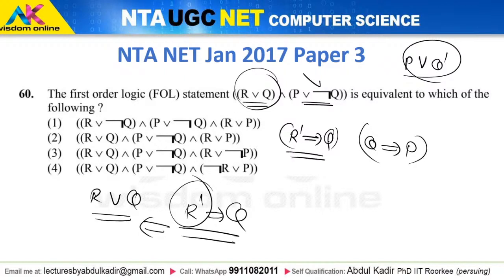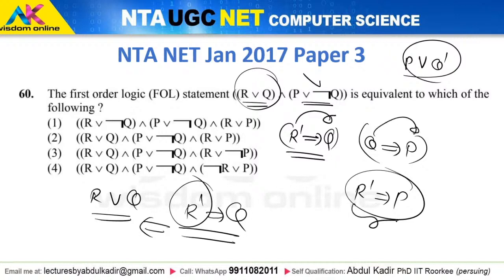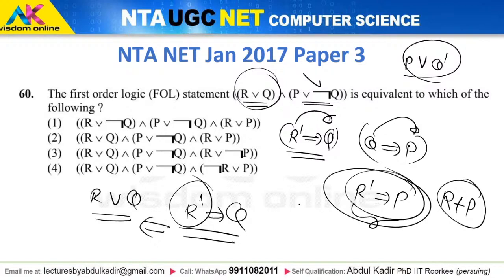Now r dash implies q, q implies p, then what will happen? Then r dash implies p, because implication is transitive. So r dash implies q, q implies p, then r dash will imply p. What is r dash implies p? It means r plus p. So the answer is just this r plus p. That's why the answer will be option 2. This is how you can solve this question.